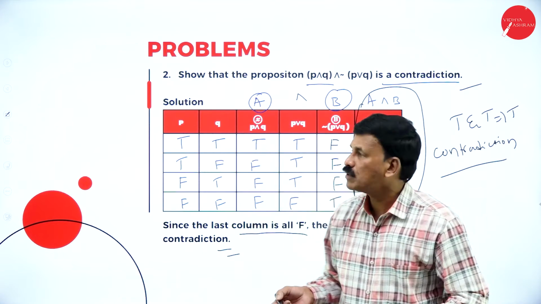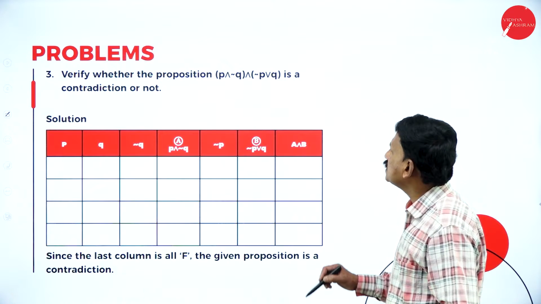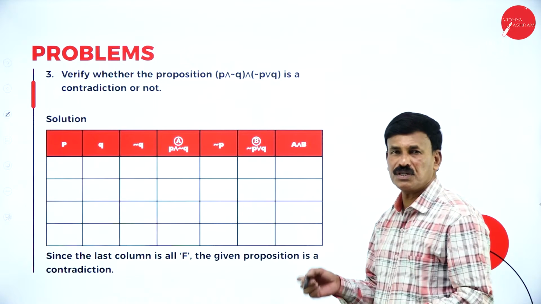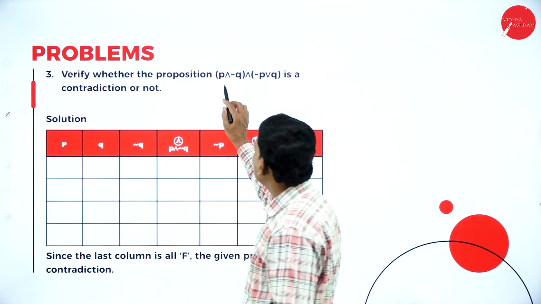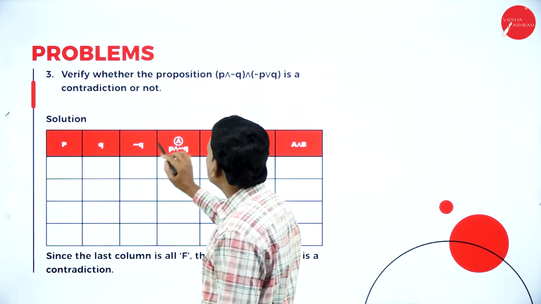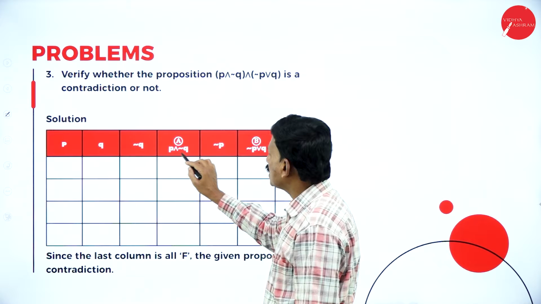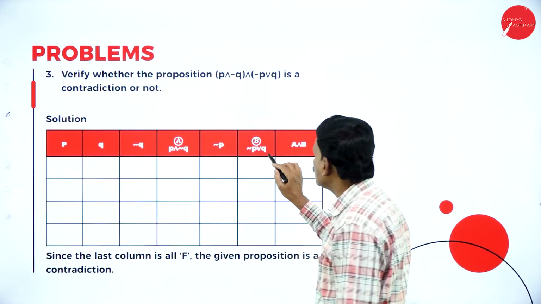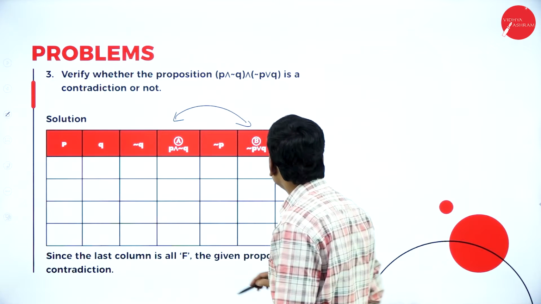Now, let us take the next problem. Verify whether the proposition P conjunction negation Q conjunction negation P disjunction Q is a contradiction or not. We have to verify whether this is a contradiction or not. Now, as usual, write down the truth values for P. Just split this: P, Q, then negation of Q, then first part P conjunction negation Q, call it as A, then negation P disjunction Q, call it as B, and the conjunction for A and B.